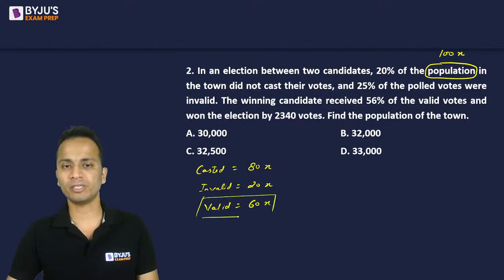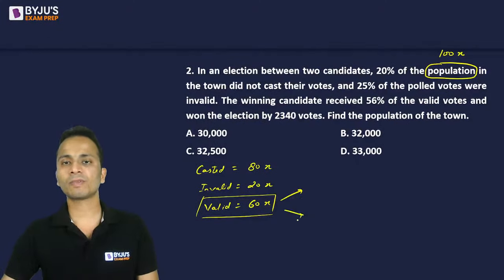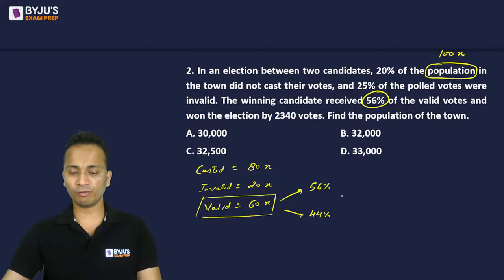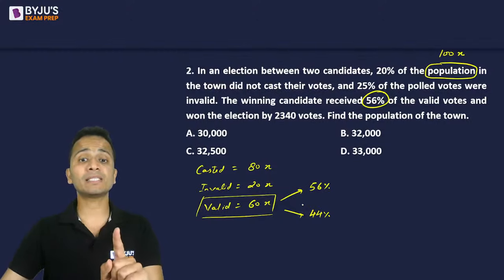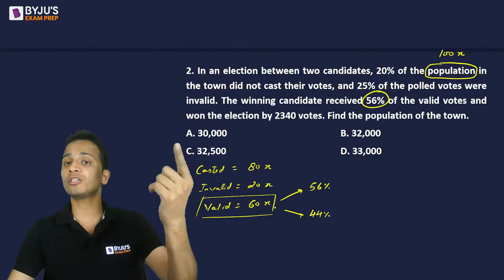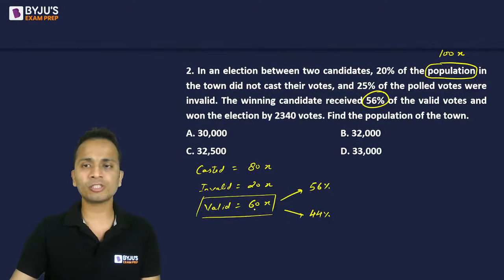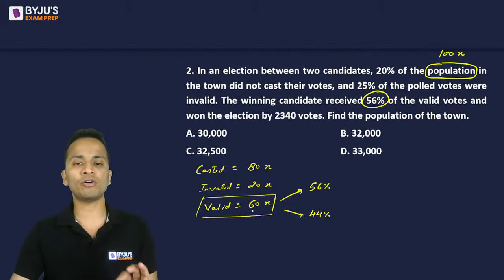Okay, now this is important. The number of valid votes is 60x. Now out of these valid votes, the winning candidate received 56%. So the winner got 56%, and I can say that the loser will get 100 minus 56, that is 44% of the valid votes. Be careful here: for 56% and 44%, the base is the number of valid votes. It's not the total population. So the winning candidate got 56% of the valid votes, and the losing candidate must have got the remaining 44% of the valid votes.